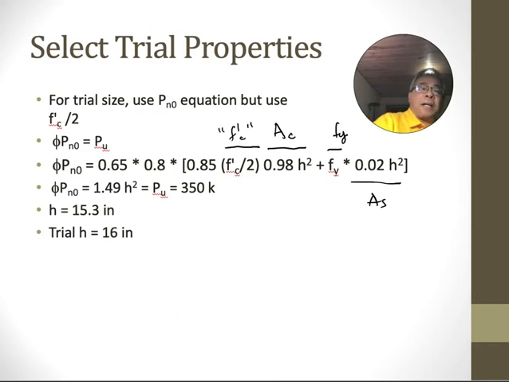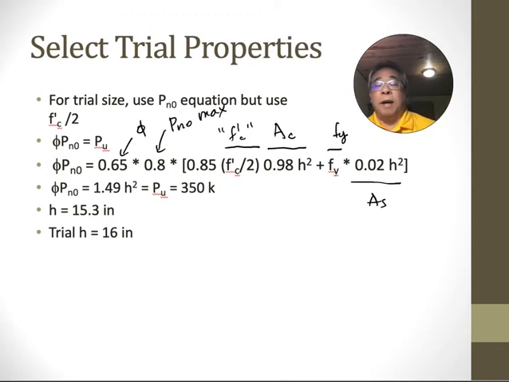This is the phi factor, 0.65 because it's a tied square column. If it was spiral, it'd be 0.75. And remember, because of minimum eccentricity, you take 20% off the top, which gives 0.8. You multiply all that out, and you get 1.49 h squared equals phi Pn, which is Pu, and that was given as 350. You solve for h, you get 15.3 inches, and I'm going to guess 16 inches. I cheated, that's the answer, but I'm guessing 16 inches.